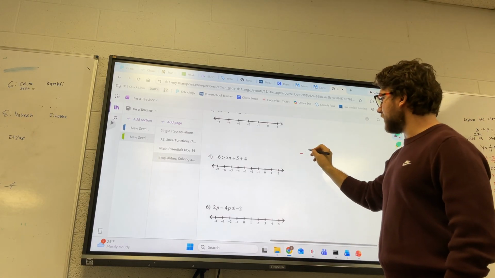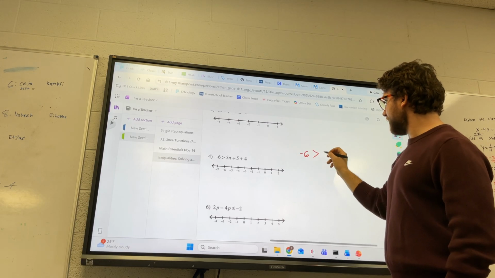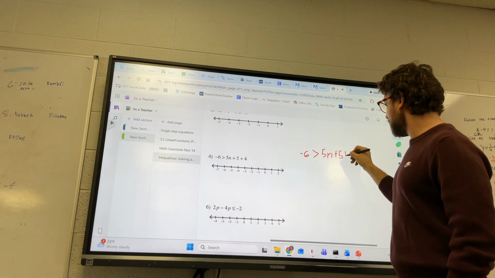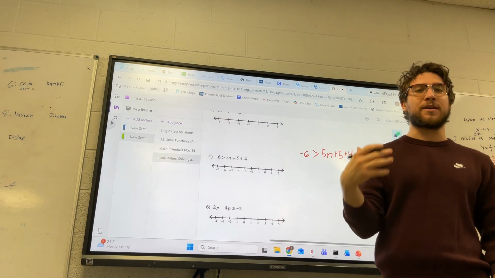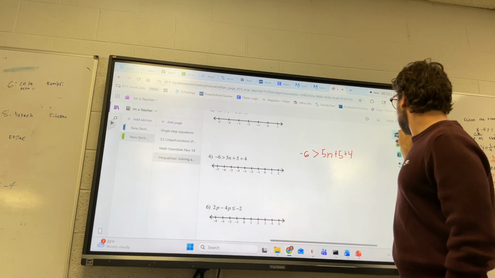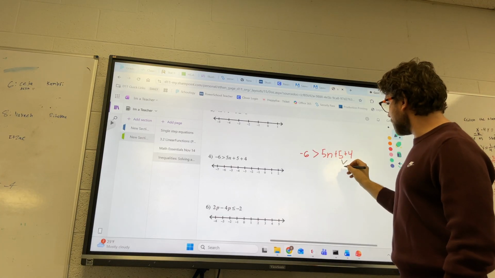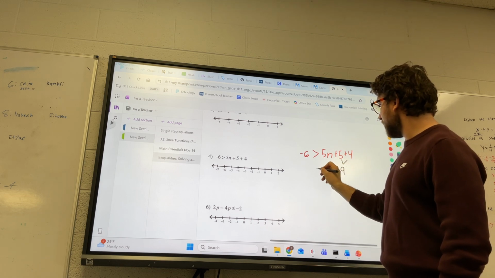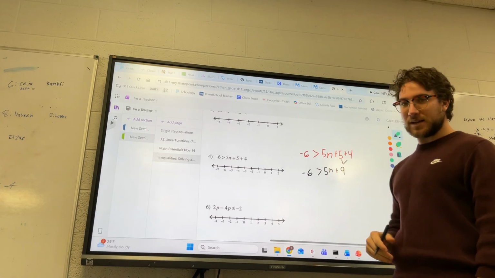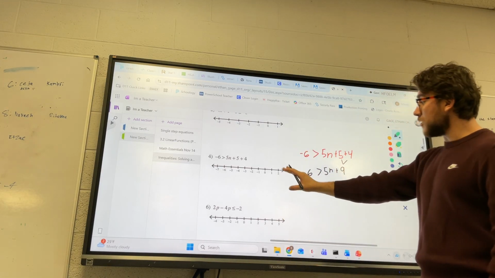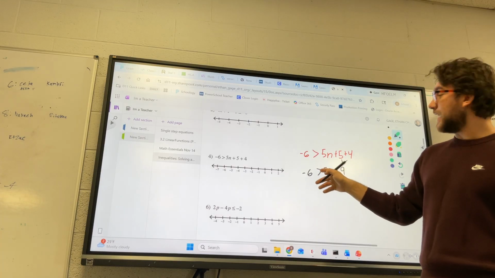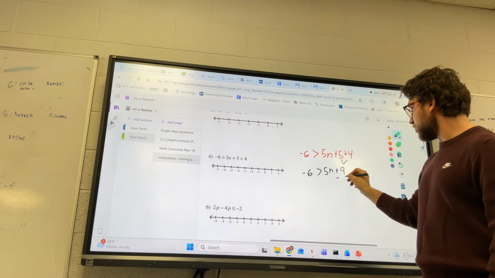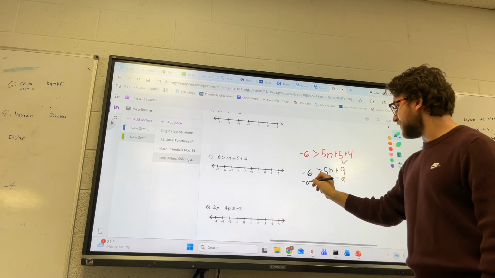We have negative 6 is greater than 5n plus 5 plus 4. We're going to combine our like terms on the same side. 5 plus 4 is just going to give us 9. We have 5n plus 9 is less than negative 6. Notice this time, instead of talking about the first number, I said 5n plus 9 is less than negative 6. We will subtract 9 from both sides.